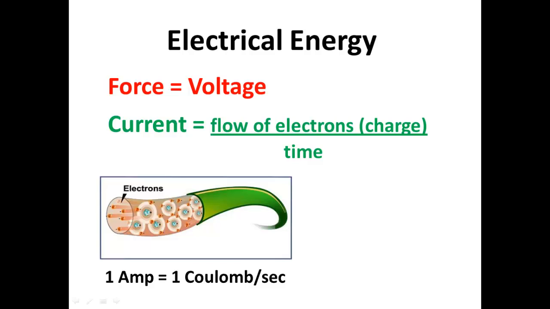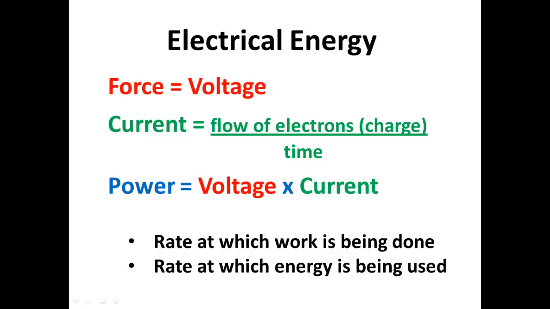Now we also use the term current, and the term current has to do with the flow of electrons and the charge they carry over time, or per unit of time. For example, we use the unit amp, or amperes, to mean 1 coulomb of charge passing by a single point in 1 second, or 1 coulomb per second. And that's our current.